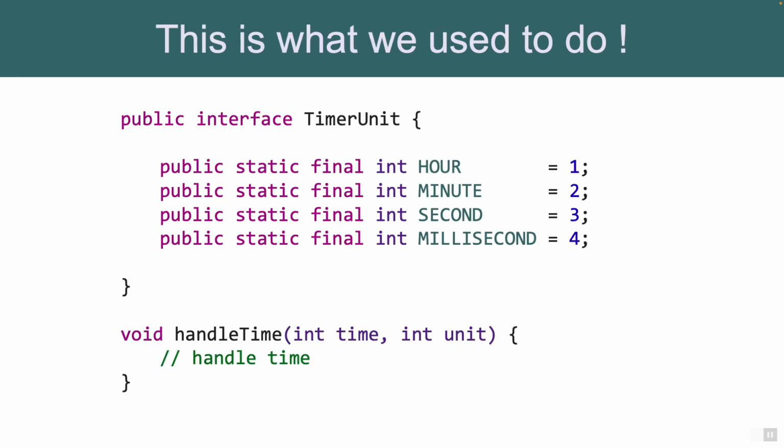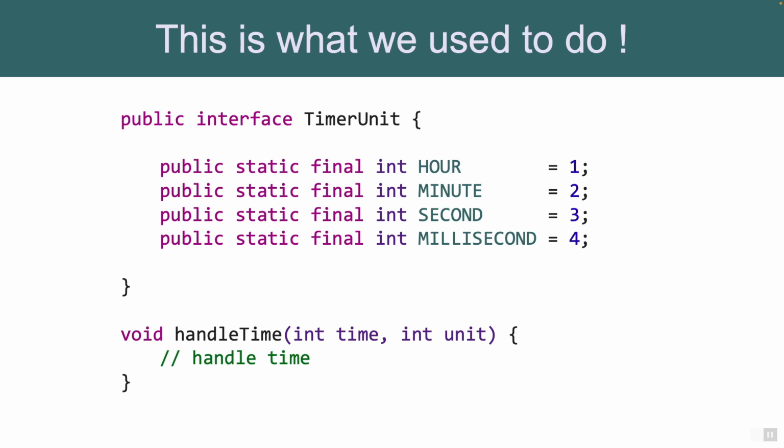This is what we used to do during our early days in Java, where we used to have public static final constants in an interface. For example, if you look at a timer unit, there are, let's say, 4 possible values: hour, minute, second, and millisecond. We would create one public static final integer for each one of those types. And whenever we want to use it, we would pass that as a parameter. For example, we are going to pass that as a parameter in the handle time method. And you can see the second parameter, which is the unit, and that's what we would do.